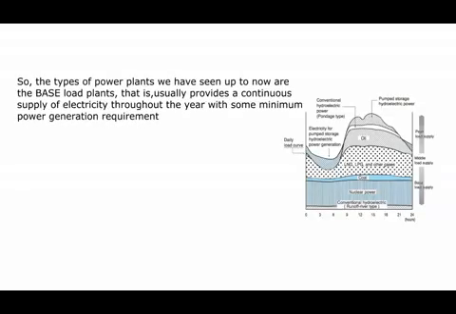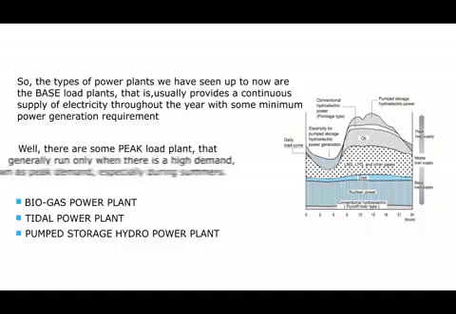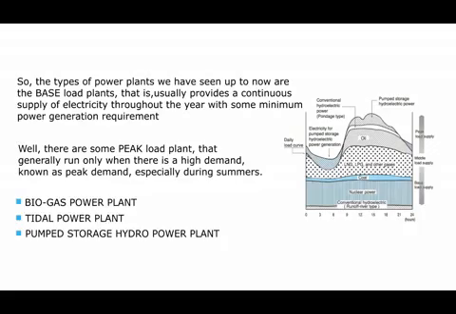Also, the plants which supply electricity during the peak time, that is during evening hours, or some plants that supply electricity only during the summer season, are called peak load plants. The biogas power plant, tidal power plant and pumped storage hydropower plant are examples of peak load plants. Usually, they have low fixed cost and high running cost. So during base demand, only base load power plants supply electricity, and during peak demand, both base load and peak load power plants supply electricity.